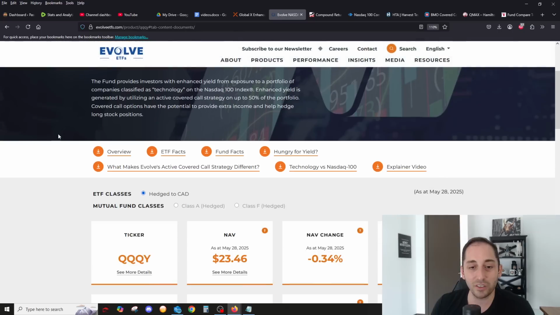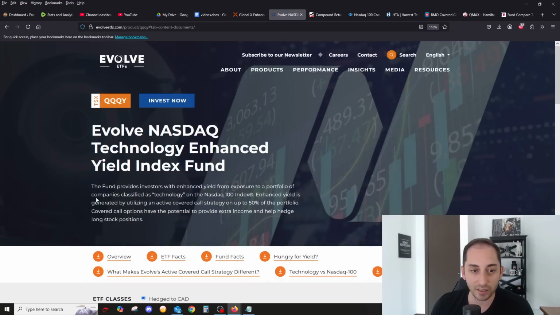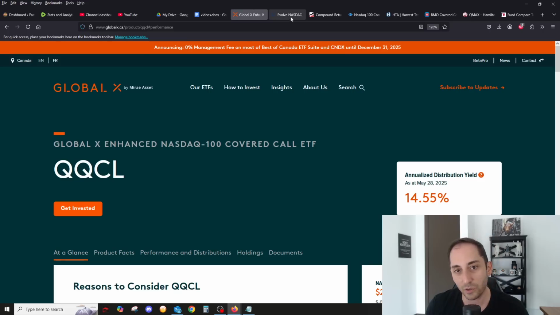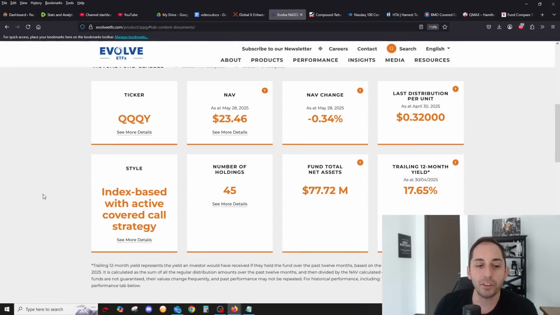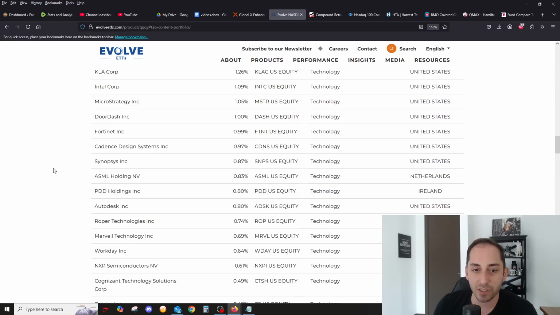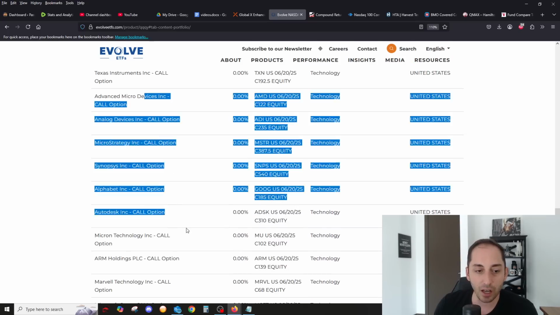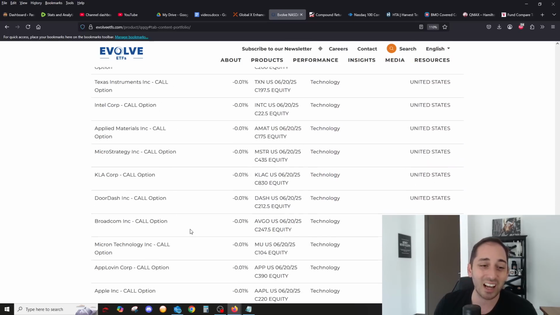And last but not least, the other difference is the covered call strategy. They both do up to 50% call writing. You could see that here, up to 50% of the portfolio, which means for both, about half the portfolio has no covered calls. So you're capturing the full upside of either the individual tech stocks in QQQY and the Nasdaq 100 index in QQCL. But this one is not writing index calls. They're actually writing calls on the individual stocks, on the individual names. You could actually scroll down and see all the call options. You see they're actually writing them on the individual stocks themselves, which you typically get higher premiums than if you're doing index calls, right?